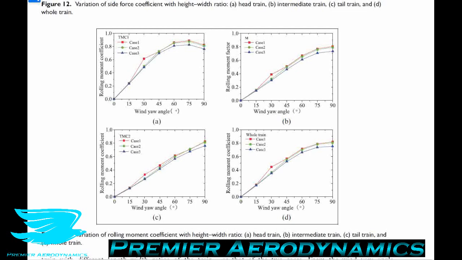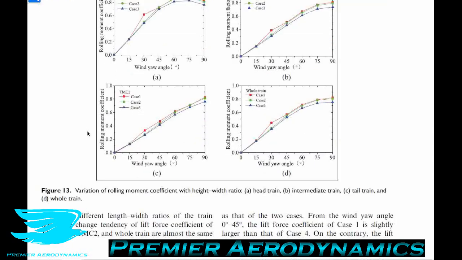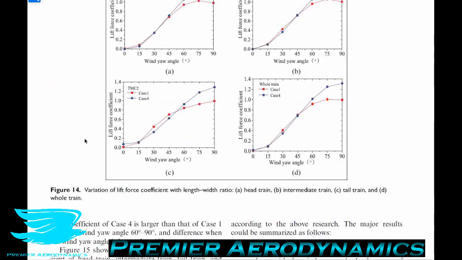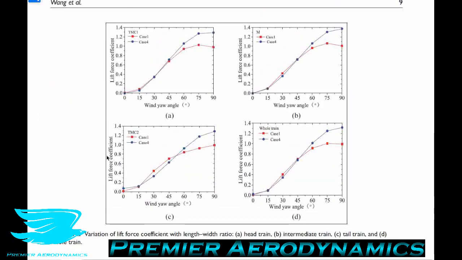The researchers also gave the effects of the length to width ratio on the coefficients with different wind yaw angles, which we see in figure 14 here. This ratio of length to width tells us effectively how pointed the nose of the train is, with an increasing length to width ratio meaning a more pointed nose. Interestingly, like the height to width ratio, only when the wind yaw angle increases to above 60 degrees do we see any real significant effects. In fact, when we get above 60 degrees, increasing the length to width ratio of the train's nose increases the lift coefficient.